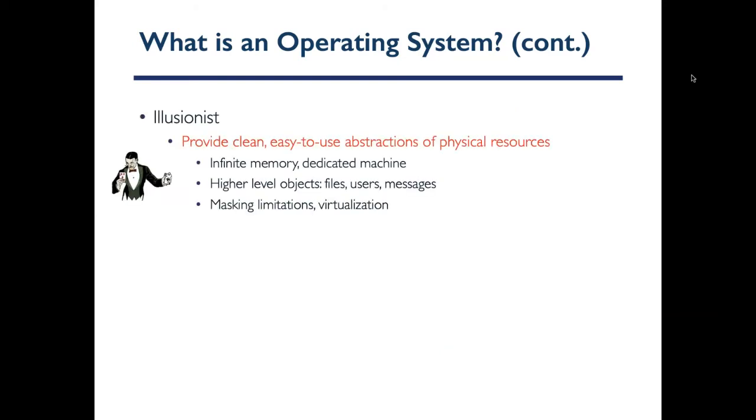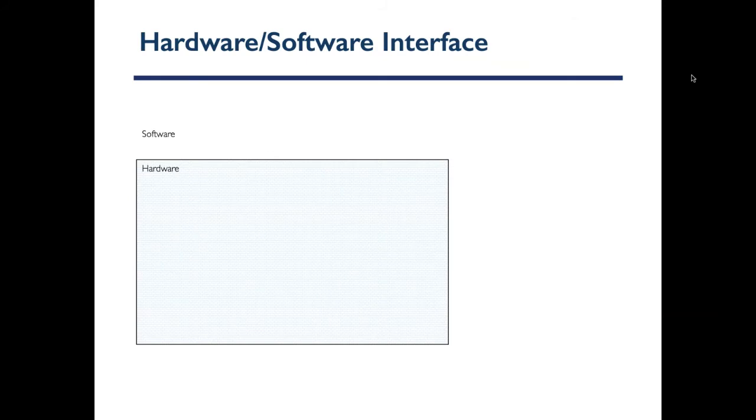So here, to just put it all together, the first task of an operating system is to be an illusionist, to provide a clean and easy to use abstraction of the physical resources. So let's look at it in detail. Let's focus on the interface of hardware and software.